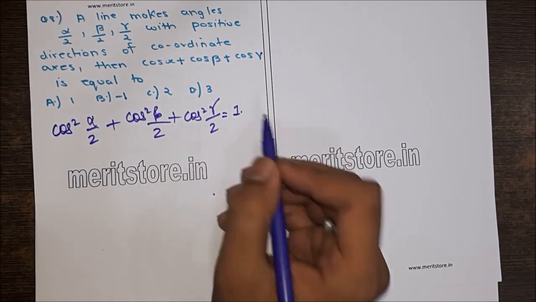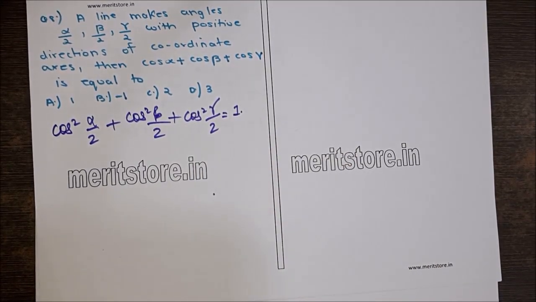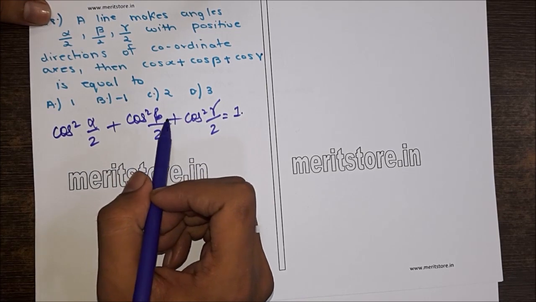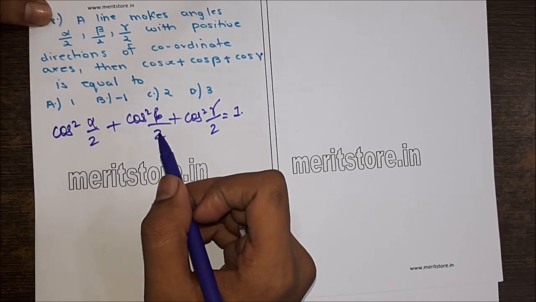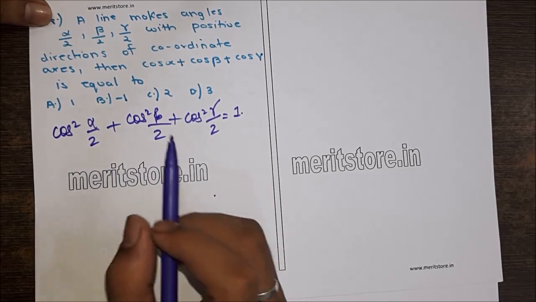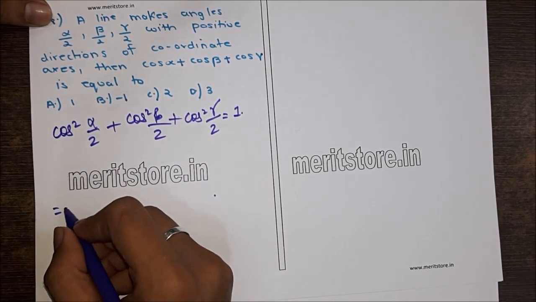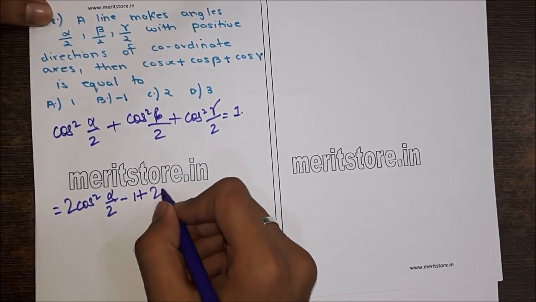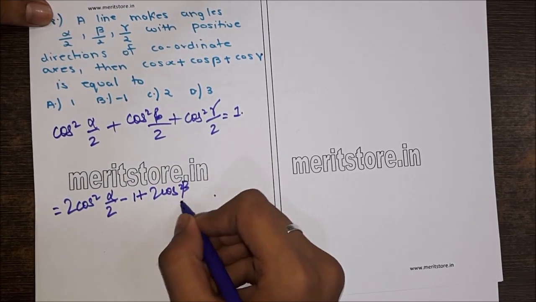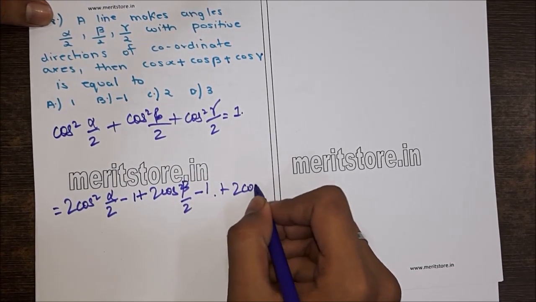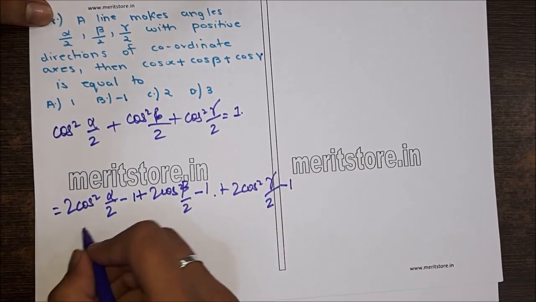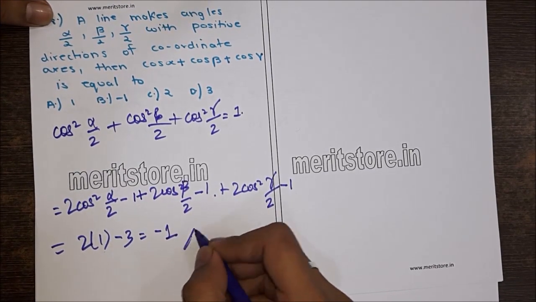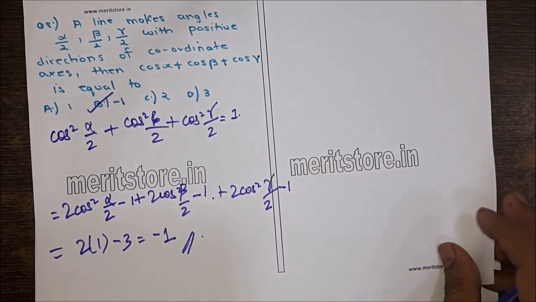We know this is the formula, right? So now further simplifying this, we know that cos alpha plus cos beta plus cos gamma would be equal to 2 cos square alpha by 2 minus 1 plus 2 cos square beta by 2 minus 1 plus 2 cos square gamma by 2 minus 1. So here we would get 2 into 1 minus 3, which is equal to minus 1. So our correct answer is option B.